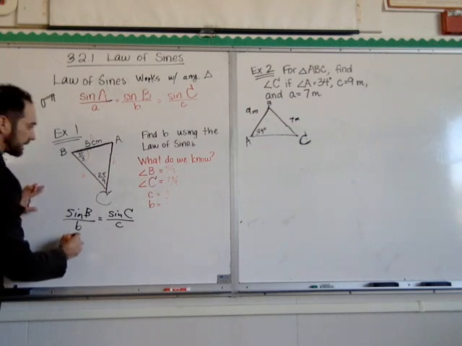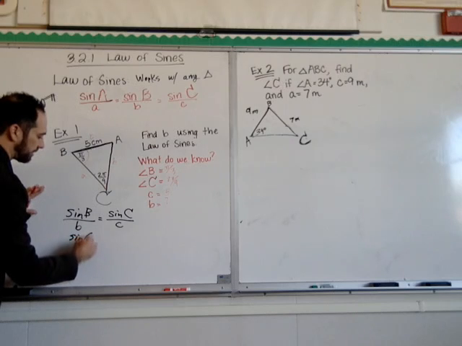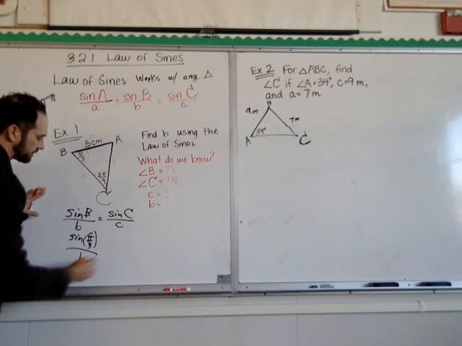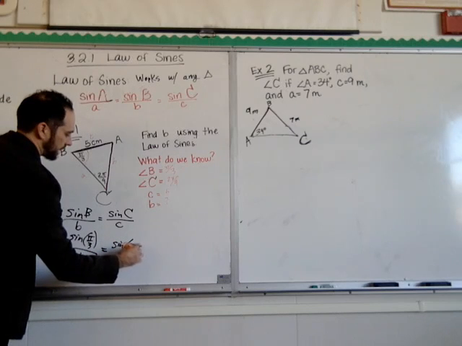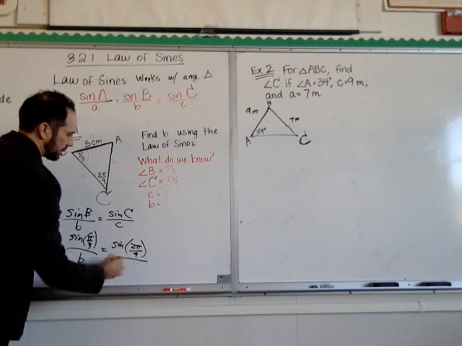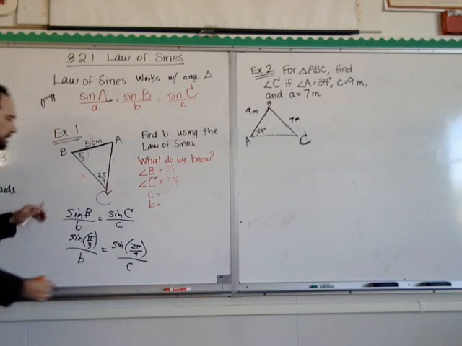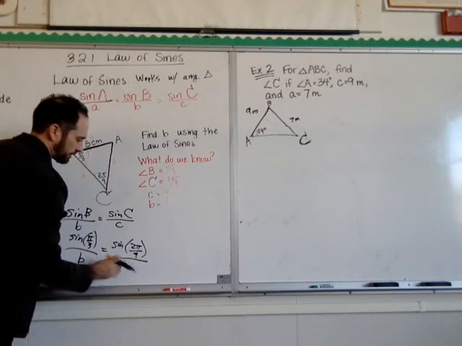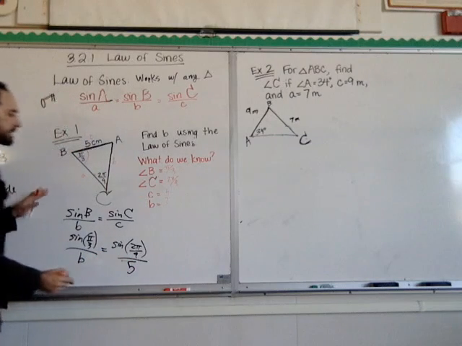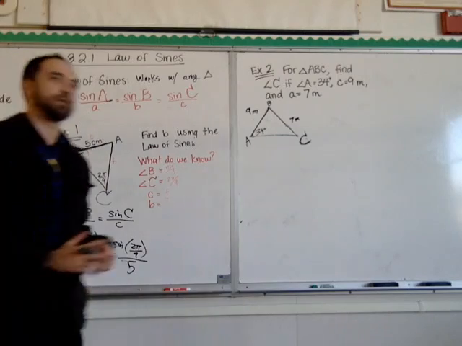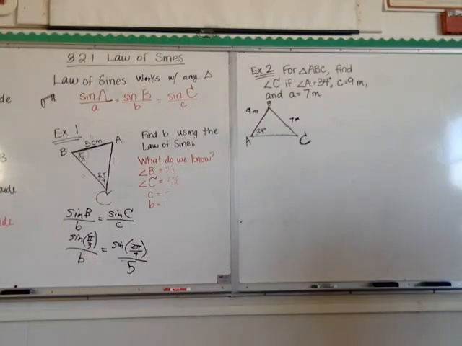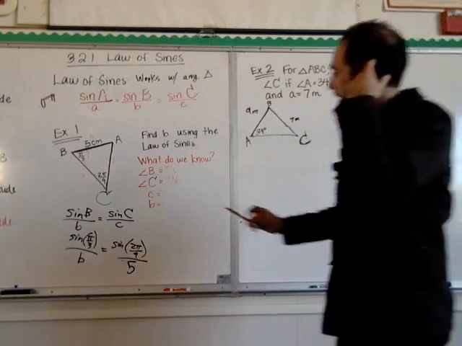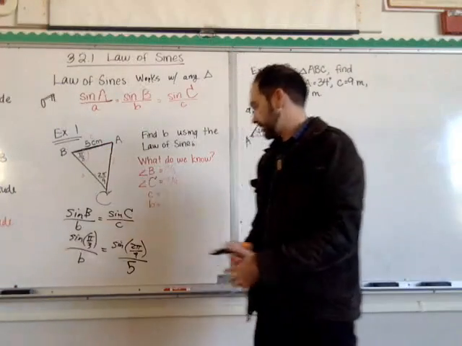So let's go ahead and put in the sine of pi over 3 over b that I'm looking for. That's equal to the sine of 2 pi over 9 over our side c, which we know. It's in centimeters. I say drop the units. You just got to remember at the end to look for the units. Centimeters. 5 centimeters.